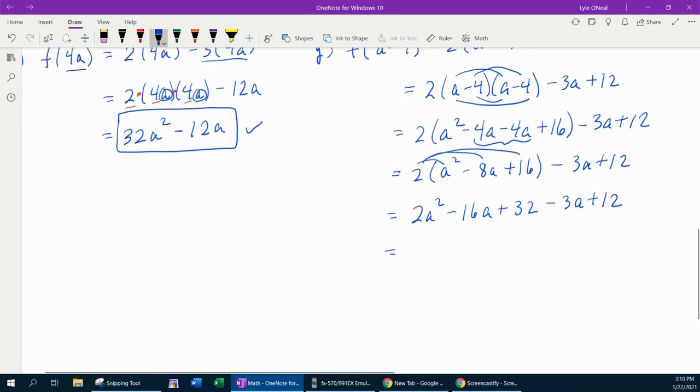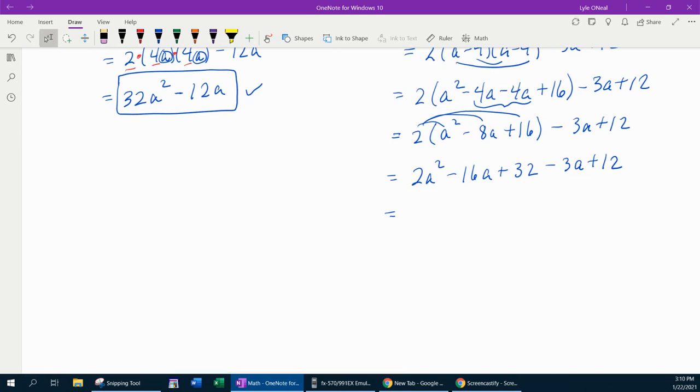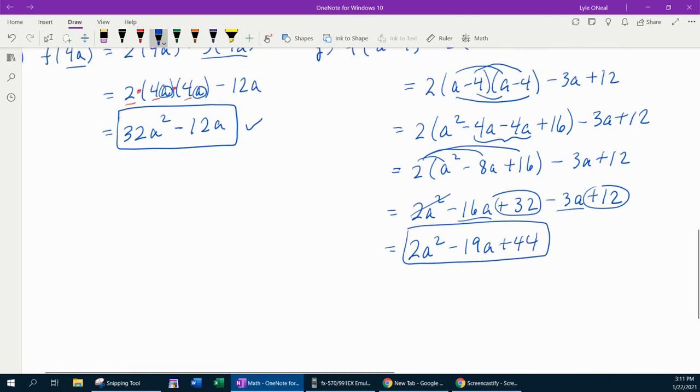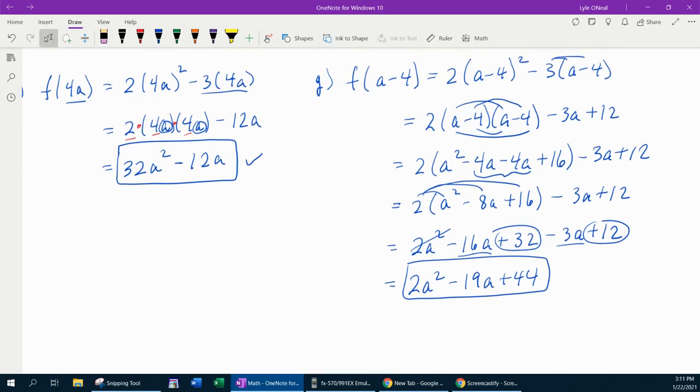And now we can finally incorporate the minus 3a plus 12. Let's combine like terms one last time. I've got a 2a squared. He's the only a squared. Minus 16a minus 3a. 6, 7, 8, 9. That's going to be minus 19a. And for the constants, I've got a plus 32 and a plus 12. That's going to give us a plus 44. And that is done. That is the final answer simplified completely.